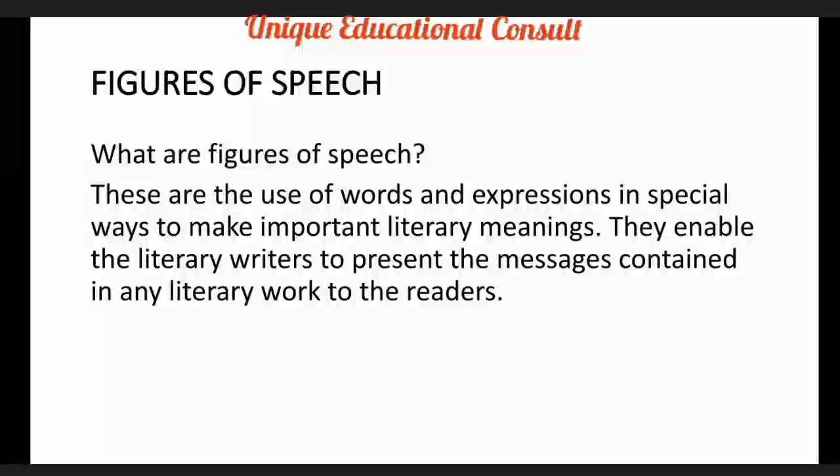Today in this lesson we are going to look at the most important tools that we have in literature, as used by literary writers, and this is figures of speech. Now the question is, what are figures of speech? Figures of speech are the use of words or expressions in special ways to make important literary meanings.